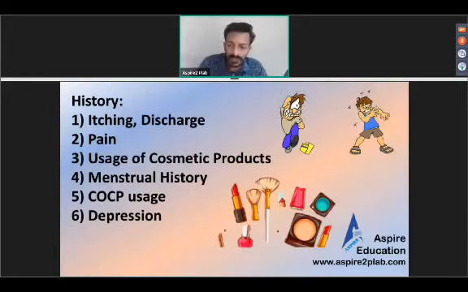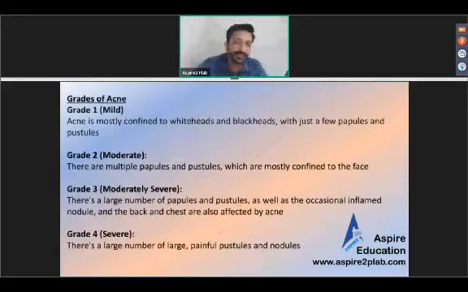So let's see. First of all, we need to know the grades of acne. There are mild, moderate, and severe, and actually they have given 4 grades. Mild is simply blackheads or whiteheads. Moderate is multiple papules and pustules, mostly confined to the face only. And if there is a large number of papules and pustules present on other parts of the body as well, for example chest and back, that is moderately severe.